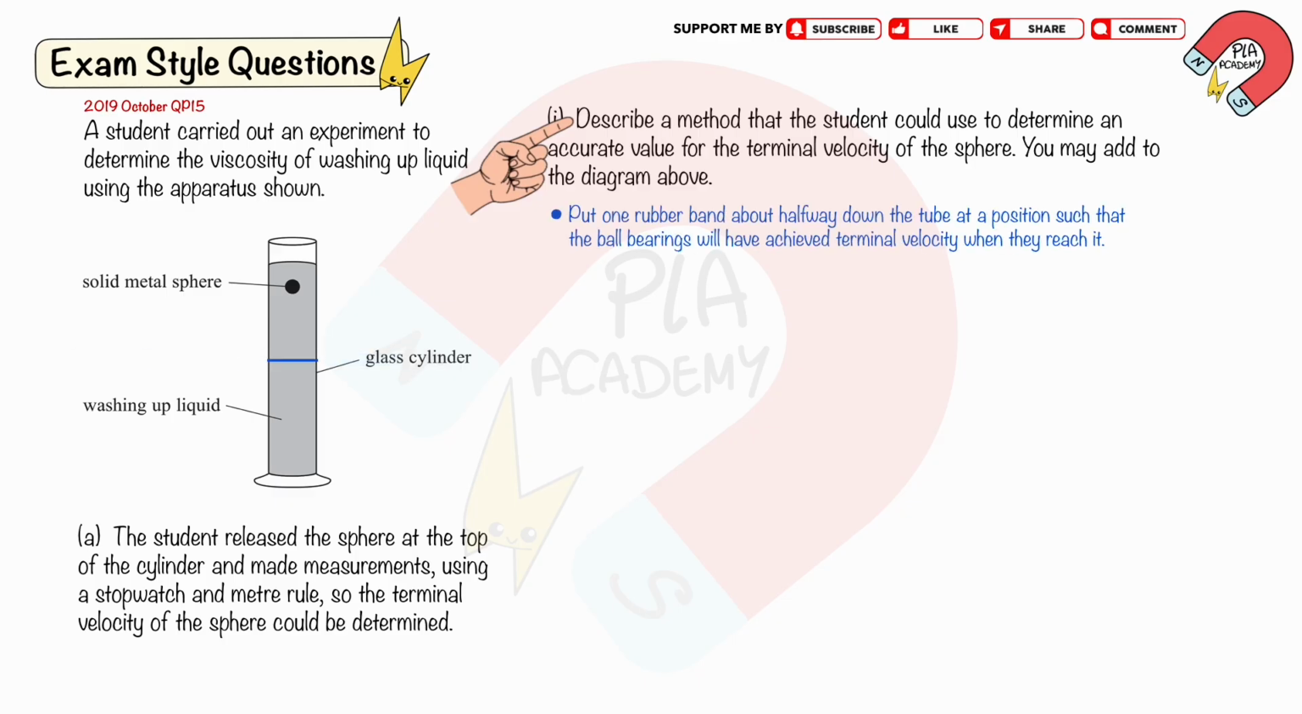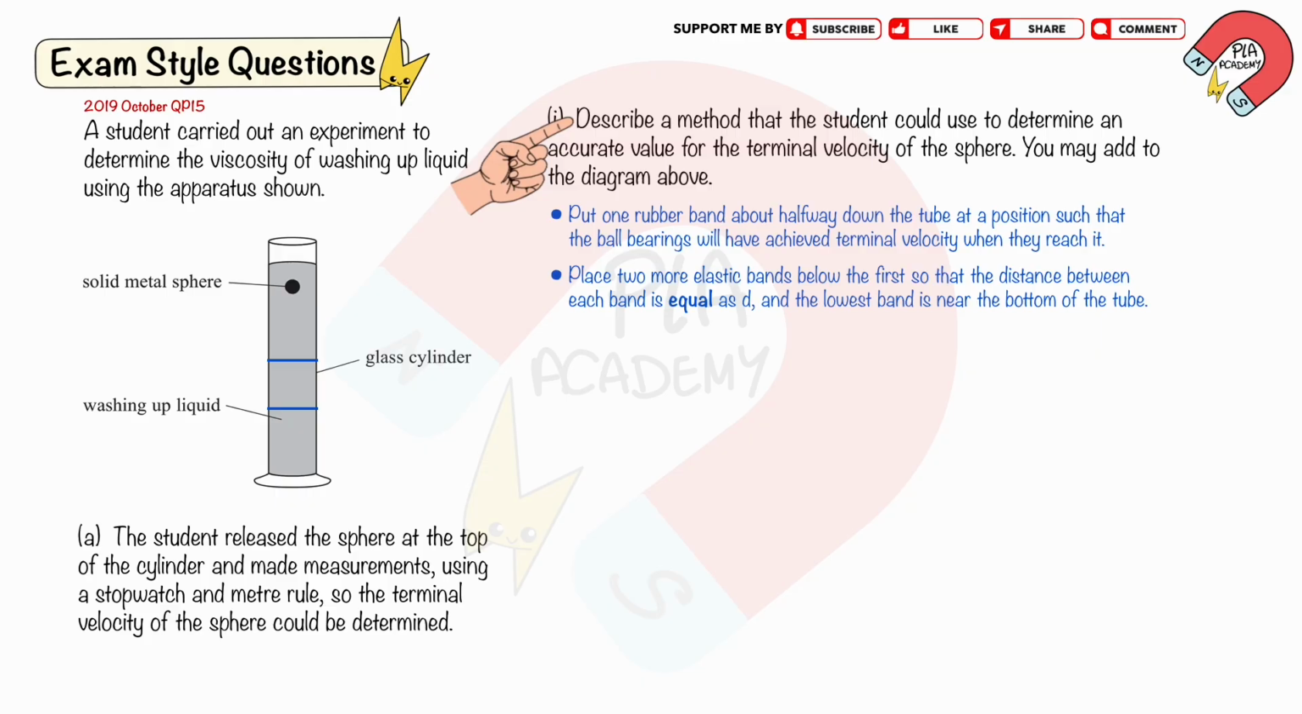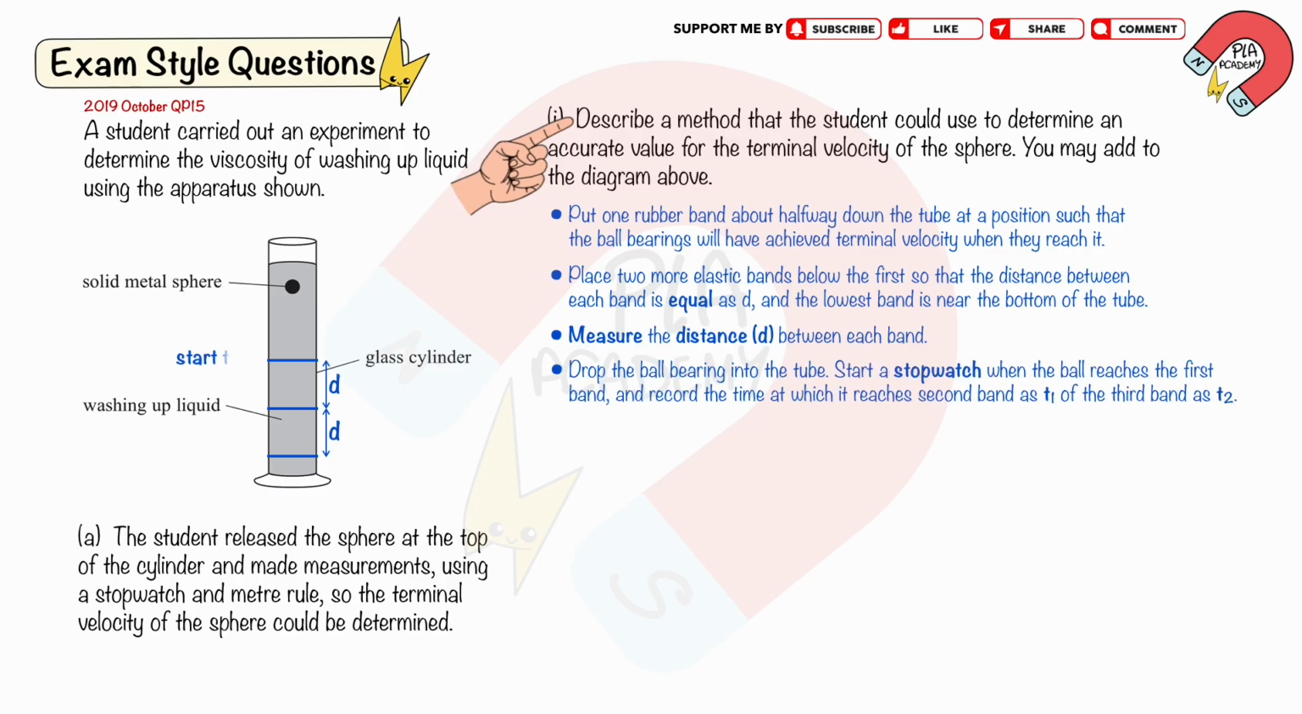Put one rubber band about halfway down the tube at a position such that the ball bearings will have achieved terminal velocity when they reach it. Place two more elastic bands below the first so that the distance between each band is equal, d, and the lowest band is near the bottom of the tube. Measure the distance, d, between each band. Drop the ball bearing into the tube. Start a stopwatch when the ball reaches the first band and record the time at which it reaches the second band as t1 and the third band as t2.